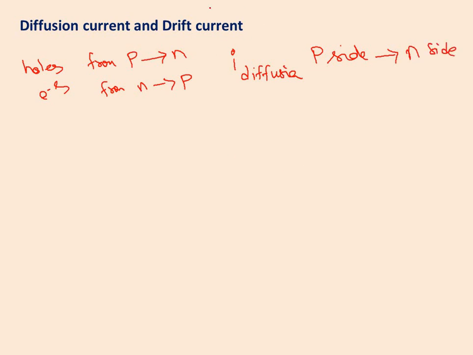Now let's look at drift current. Regarding diffusion, we have already seen that by the difference of concentration on either side, the charge carriers are moving. Now let's look at drift current, a little interesting one this is. If an electron hole pair is created in the depletion region, let me draw the p-n junction diode so that it will be very clear for you.